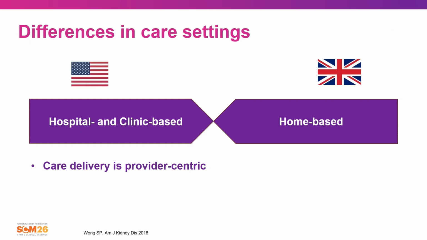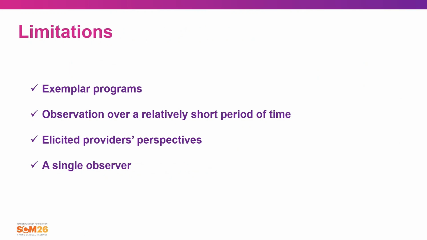And then finally, the last major distinction between the UK and the US context is that in the UK, they've really created an infrastructure for home-based care, and this is extremely rare to find in the US. Here, care is primarily provided through hospitals and clinics, and this is true for not only all aspects of kidney care, but also end-of-life care, where the majority of our patients die in the hospital setting. And so here, the organization of care is really around the efficiency and convenience of providers and health systems rather than for patients.